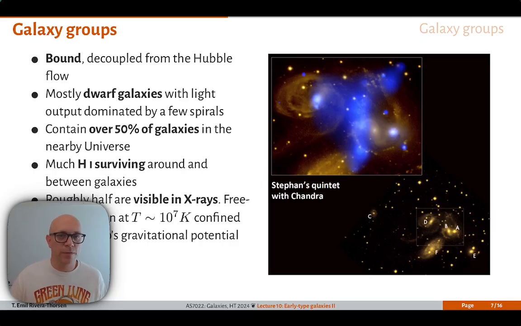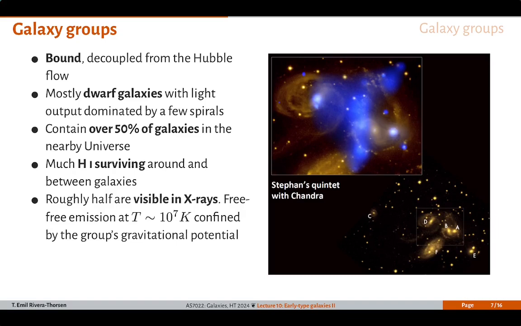On top of that, roughly half of all galaxy groups are visible in X-rays. So just like inside early type galaxies, in the halos, or the gravity wells of galaxy groups, we have hot X-ray gas, which is confined by the group's gravitational potential and then can be accelerated by magnetic fields or other things, which means that about half of all galaxy groups are visible in X-rays due to very much the same mechanisms that also make early type galaxies shine in X-rays.